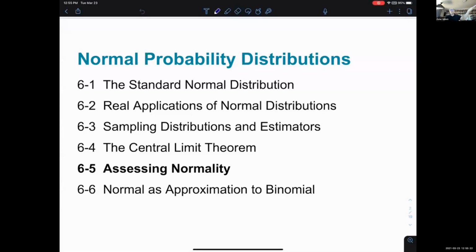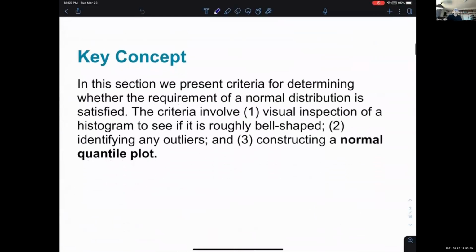Since we're relying on normal distributions, it becomes important to be able to determine or assess whether a population's values are normally distributed or not. We're going to look at a couple of different ways to assess whether the population values you're collecting are normally distributed. We're assessing normality in 6.5. That's today's goal, and this will involve a couple of graphical methods specifically. We've done this a little bit in earlier chapters, but we're going to do it more rigorously now.